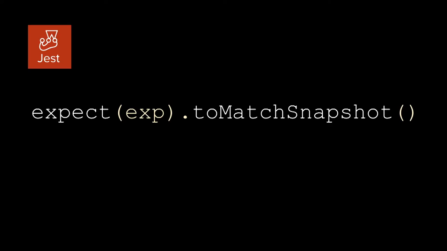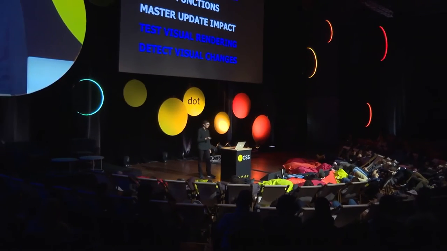To do that, it just gives a method called toMatchSnapshot. And that's it. You put the CSS in the expect, and that's it. So now we are able to test our function to master the impact of our updates.